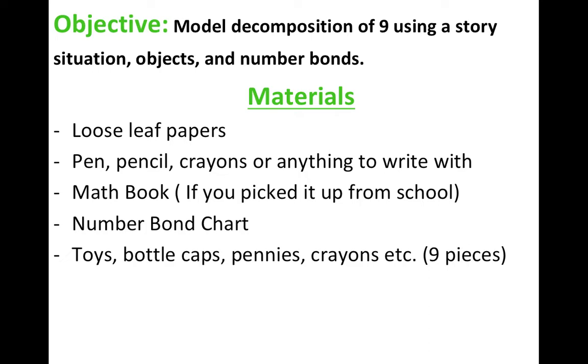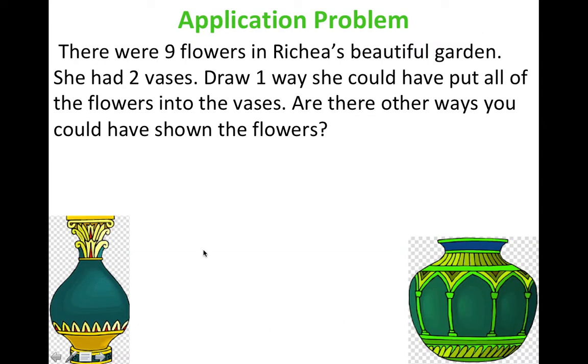And we will be needing, as always, loose leaf papers, something to write with. You'll need your math book, you'll need your number bond chart, and you'll need some sort of materials, but make sure you have 9 pieces. So before we get to our application problem, you can pause the video and gather up your materials, and let's move on to our application problem.